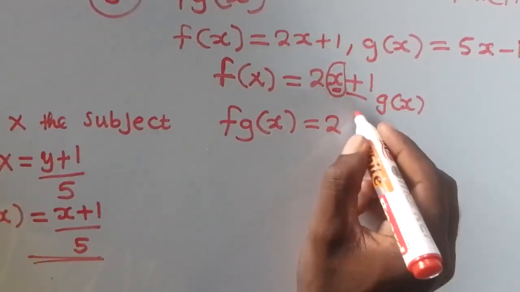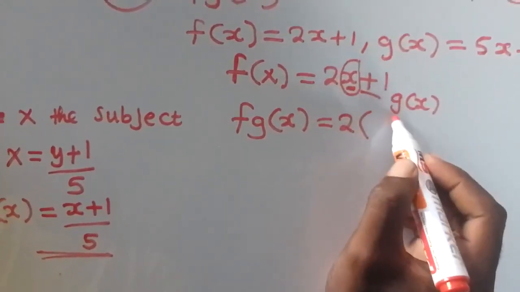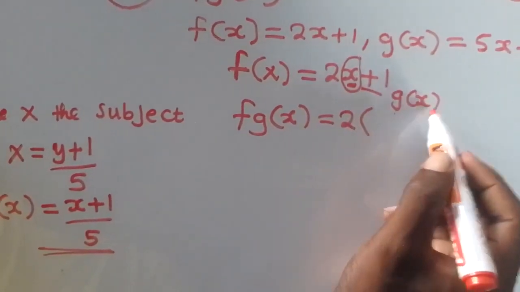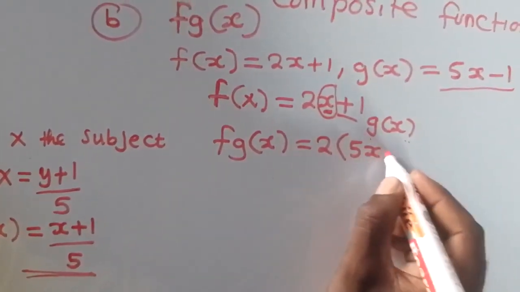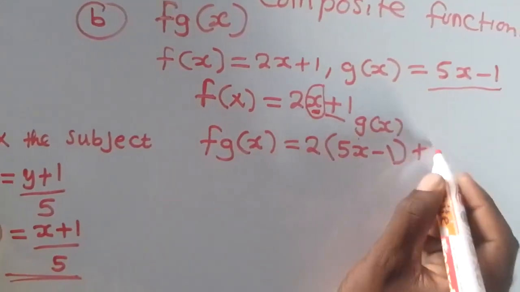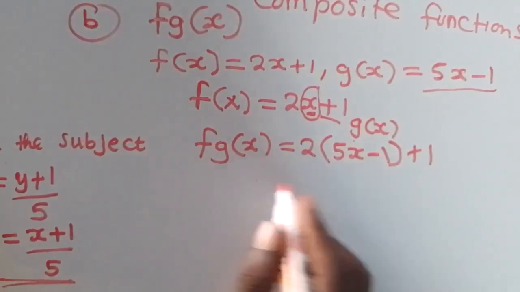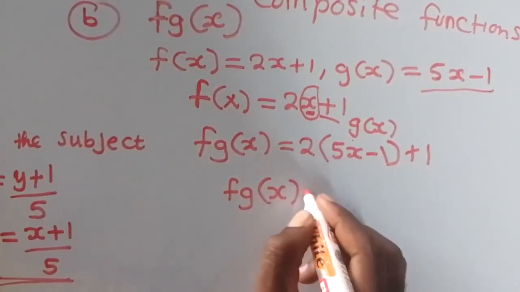This plus 1 will still be maintained. So 2, then open bracket. Where there is x, that's where I'm going to put g of x. g of x is this function, so this is where I'm going to put 5x minus 1. Then I close the bracket, then plus 1, maintained, like this. Then fg of x is equal to, then I do this.